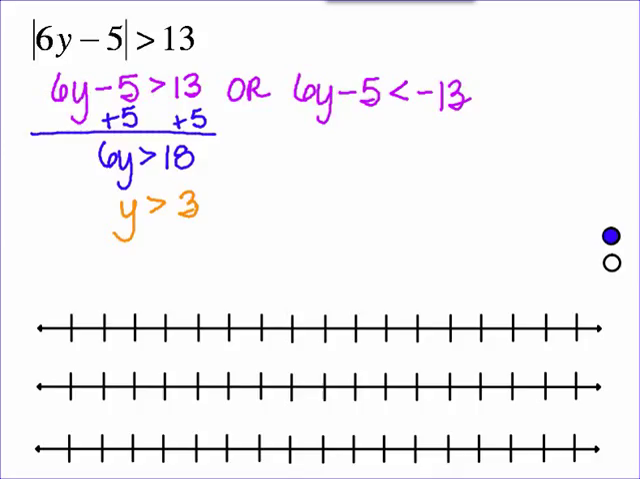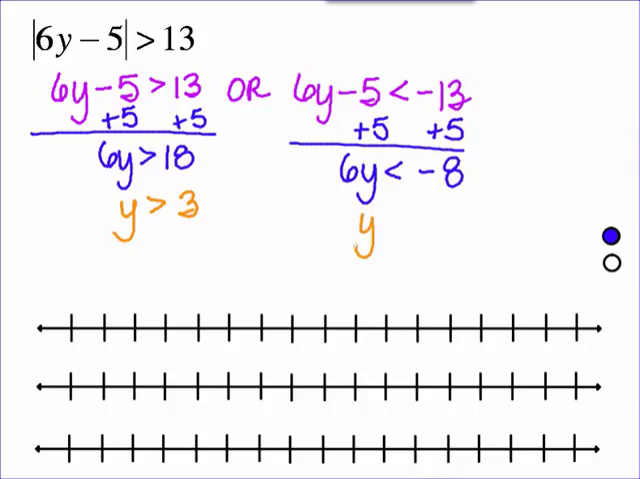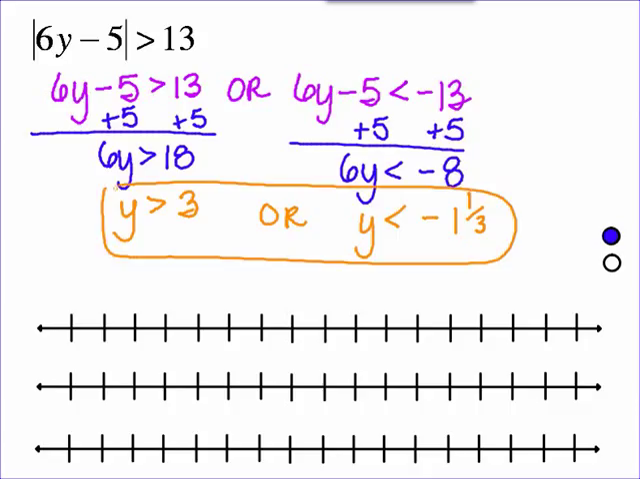Let's look at the next one. You add 5 to both sides. You should get 6y to be less than negative 8. So y is less than negative 1 and 1/3. Okay, now connector word is or, so that is part of your first answer. Now the next thing, it's greater than 3 or it's less than negative 1 and 1/3.